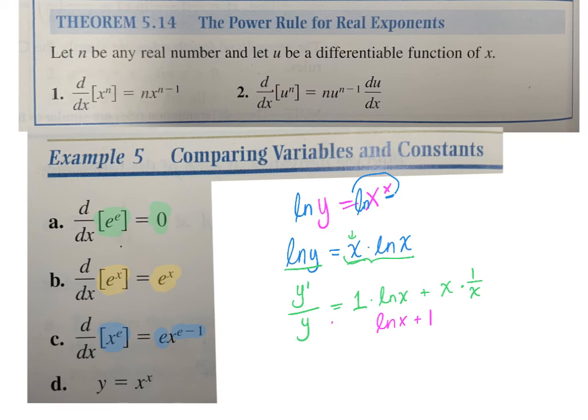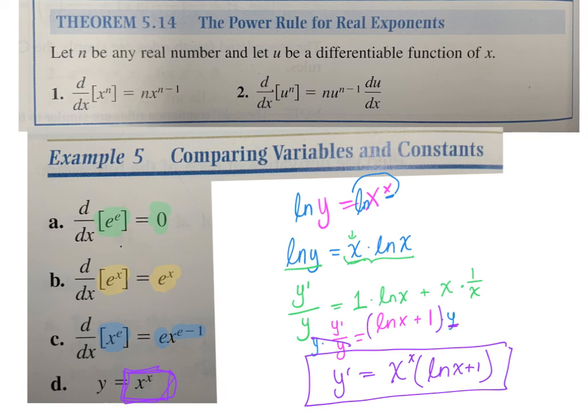But that's what y prime over y equals. I need y prime by itself, so I'm going to multiply both sides here by y. On the left-hand side, rather simply, those cancel. Y prime equals this guy times y. And so I have to go all the way back to what my original y was, x to the x power. So I would get x to the x power times the natural log of x plus 1. That would be my derivative here.